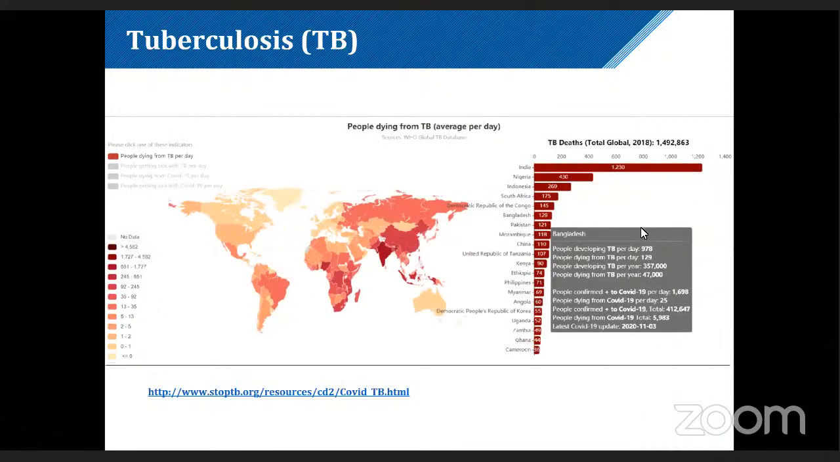And another example, for instance, in Bangladesh, a country where a lot of leprosy is also occurring, people dying of TB, 129 per day, whereas only 25 for COVID.